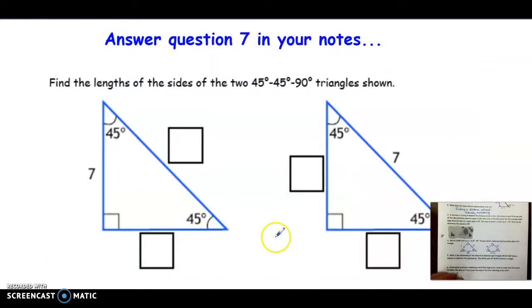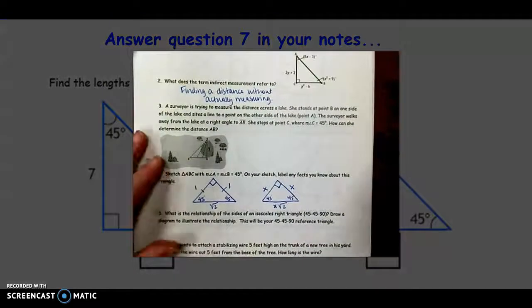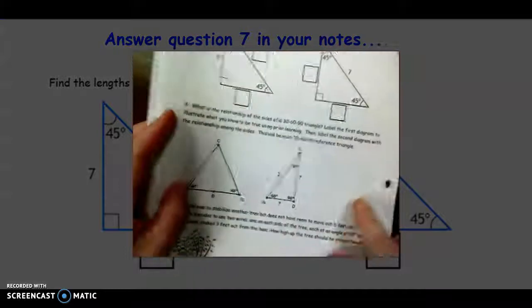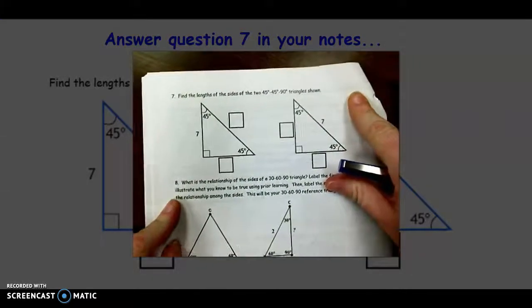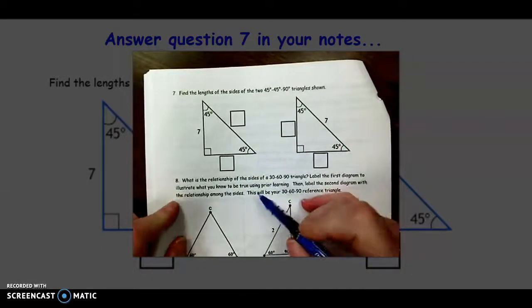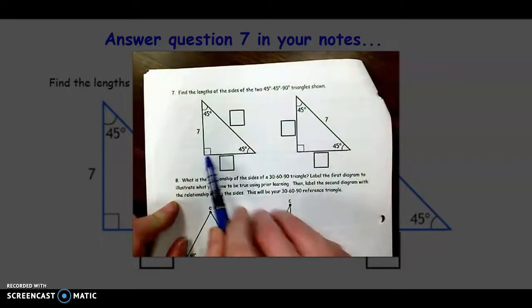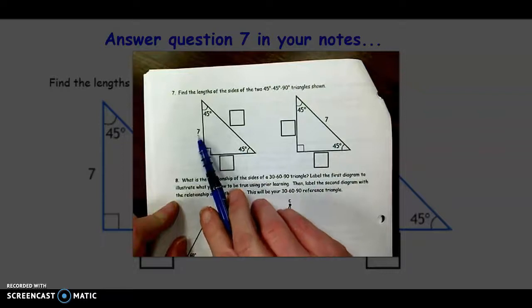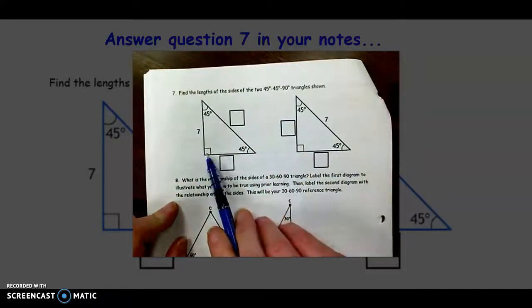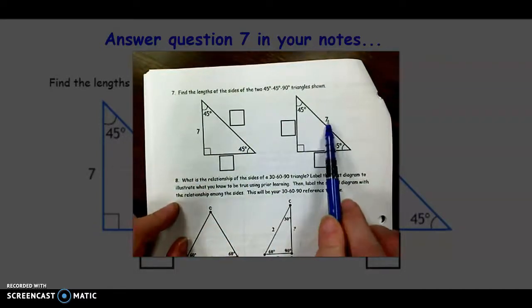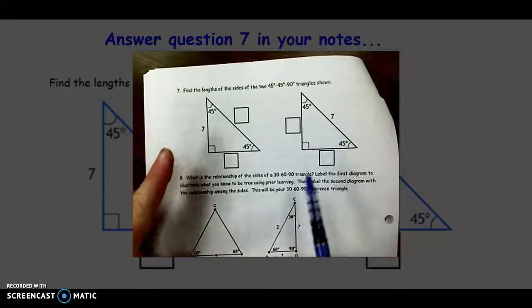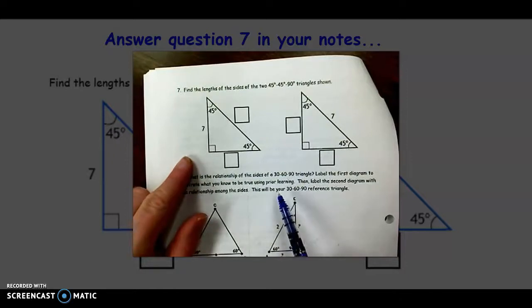All right, so let's look at question 7 in our notes, which is some more examples using the 45-45-90 triangle. So hopefully this will help you understand this a little better. So here's the 45-45-90 in both of these examples. In this example, we're given one of the legs, one of the sides making up the right angle. And in this example, we're given the hypotenuse. So make sure you understand these are the two types of problems that you'll get with the 45-45-90.